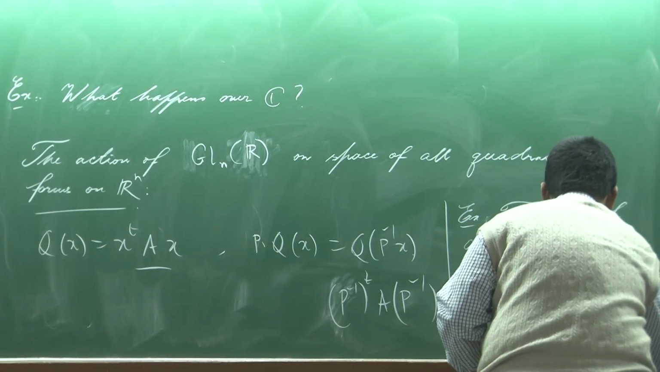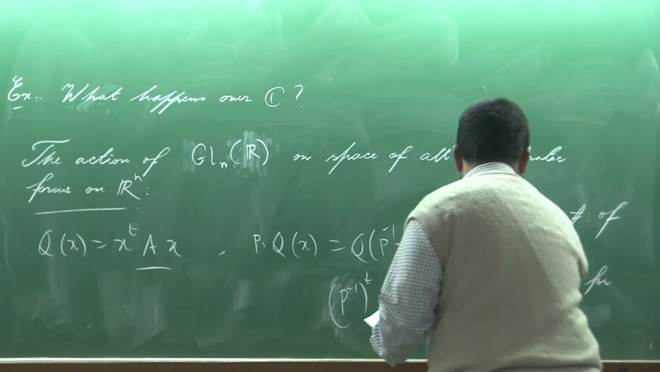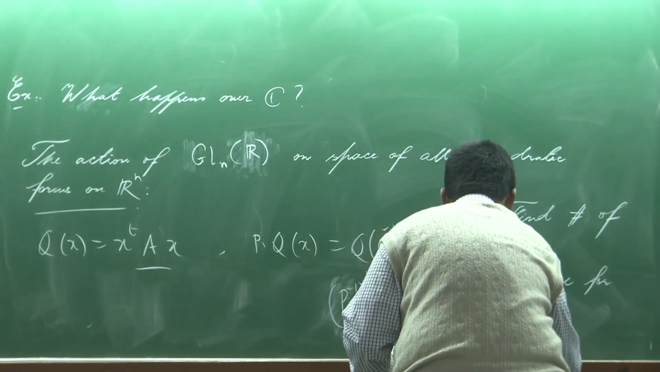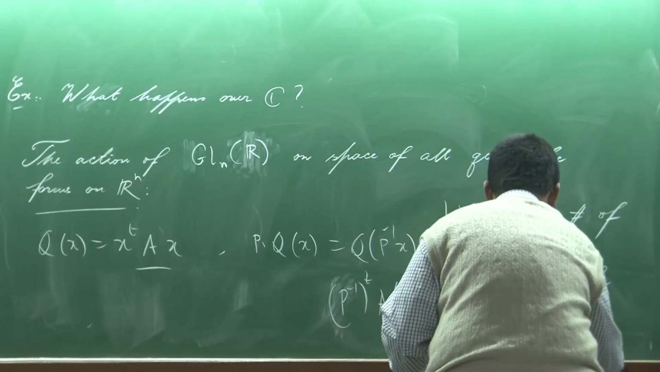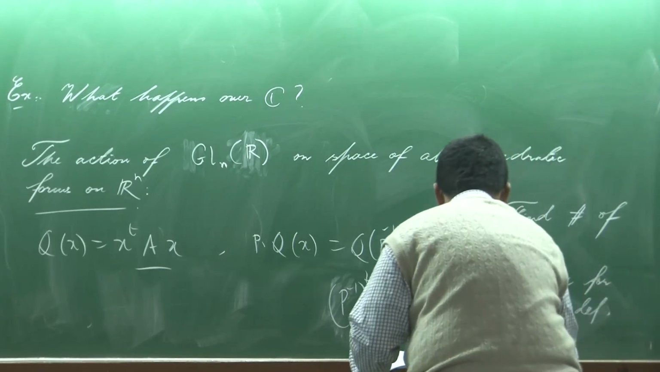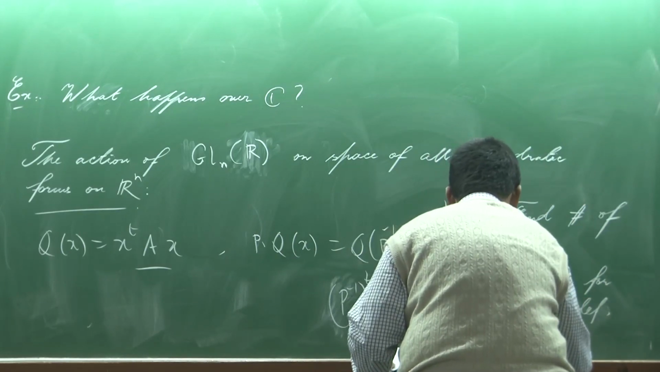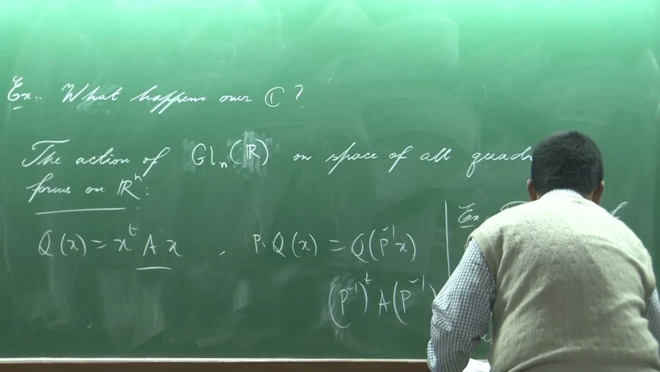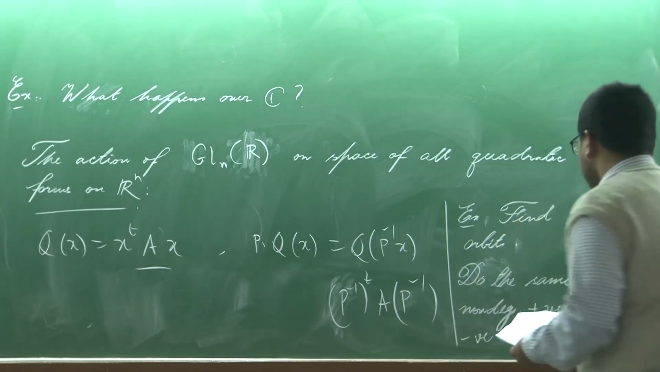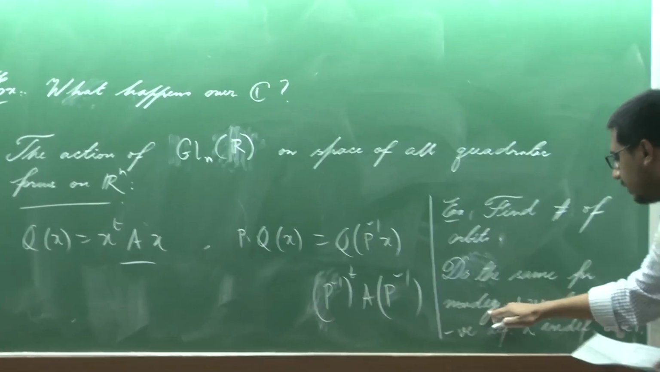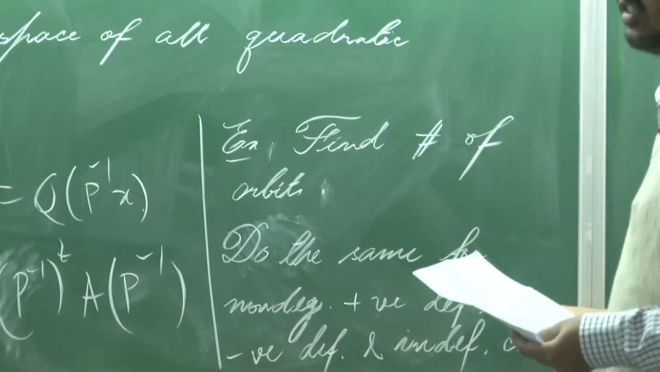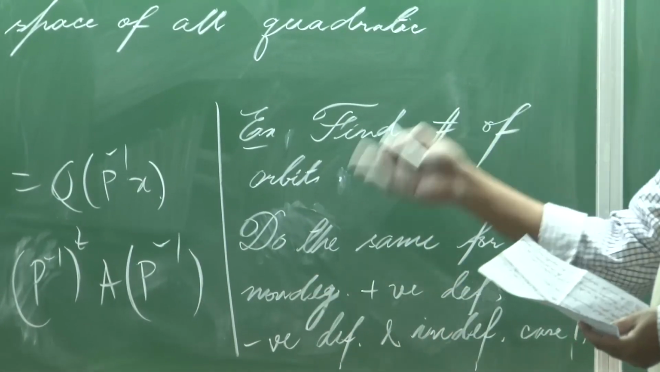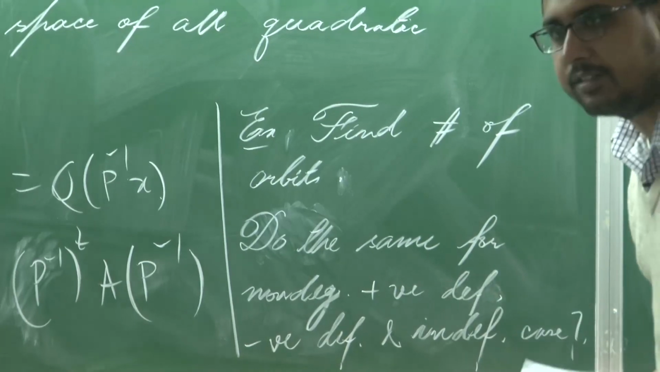Do the same, that is, by same means find the number of orbits for the non-degenerate, positive definite, negative definite and indefinite forms case. So GLn(R) acts on this collection, this collection, this collection, this collection. So we have four subsets: positive definite, negative definite, non-degenerate, indefinite. For each of these cases find the number of orbits.